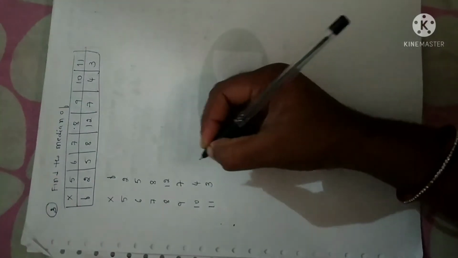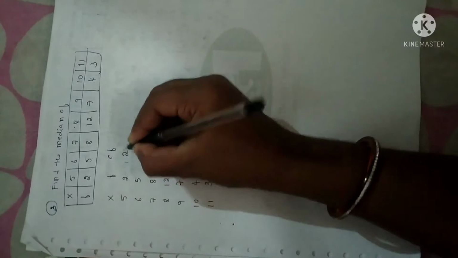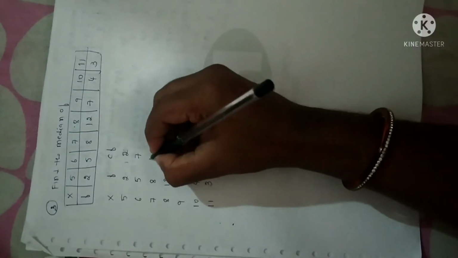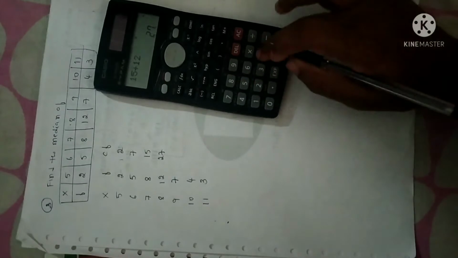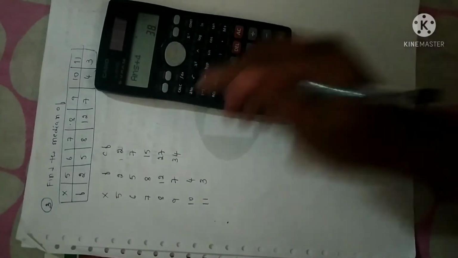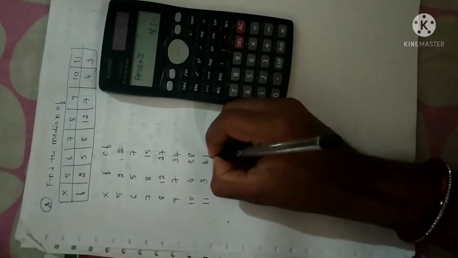Fine. Now let me find the cumulative frequency. The first value as it is. Next, 2 plus 5 is 7. 7 plus 8 is 15. Next, 15 plus 12 is 27. Next, 27 plus 7 is 34. Plus 4 is 38. Plus 3 is 41. So we have obtained the CF values.